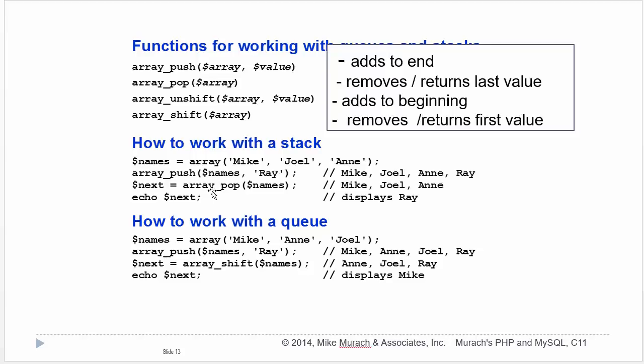And if we were to use array underscore pop, which would remove everything except the last, here we would see that it only is displaying Ray because it removes everything but the last. So here's our array again with 3 people in it. And if we were to use array underscore push, which adds to the end, here again we would add Ray. And if we were to use shift, which would remove and return the first value, it would display Mike because Mike is the first value.